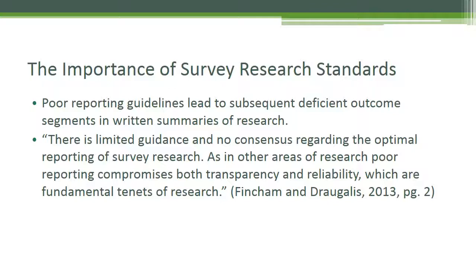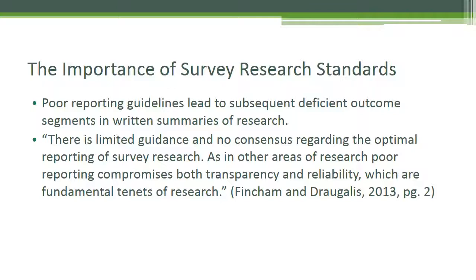Now we move on to the importance of survey research standards. It says that poor reporting guidelines lead to subsequent deficient outcome segments in written summaries of research. So basically it's just saying that if we don't have these standards for research, our outcomes are not going to be accurate. They're not going to really portray the study.